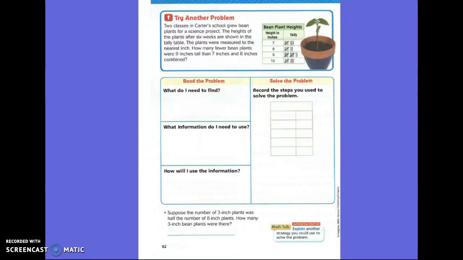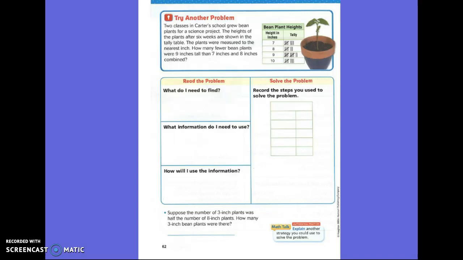The plants, 7 inches and 8 inches combined. What kind of problem is this? Okay, addition and subtraction. So this is a two-step problem.